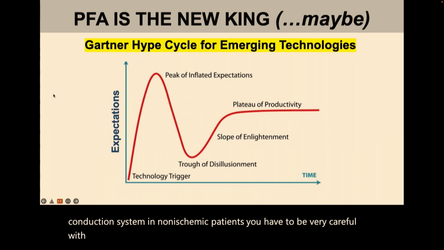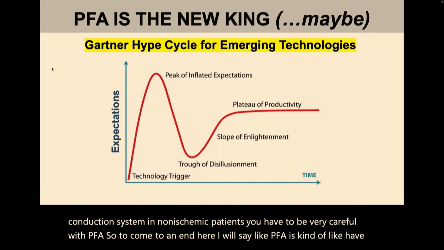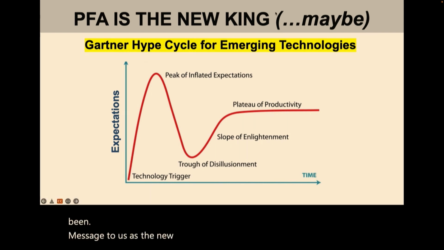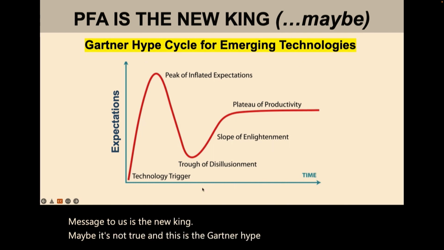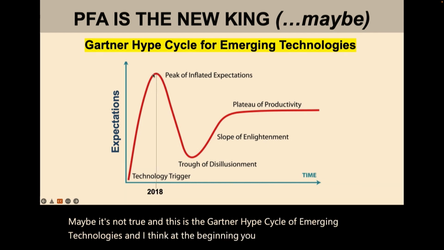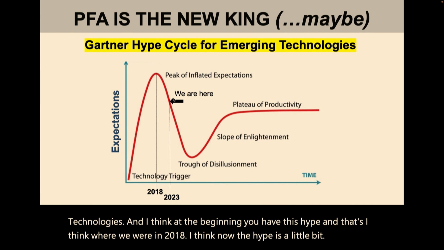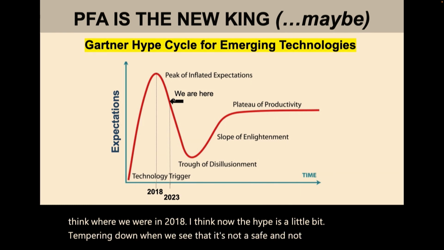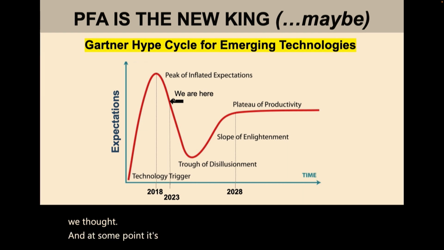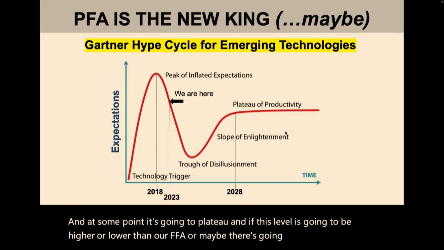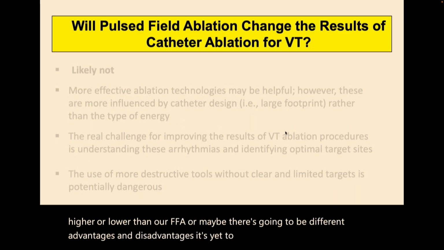So to come to an end here, PFA has been messaged to us as the new king. Maybe. It's not sure. This is the Gartner hype cycle of emerging technologies. At the beginning you have this hype, and I think that's where we were in 2018. I think now the hype is tempering down when we see that it's not as safe and not as effective as we thought. At some point, it's going to plateau. Whether this level is going to be higher or lower than RFA, or maybe there are going to be different advantages and disadvantages, it's yet to be seen.